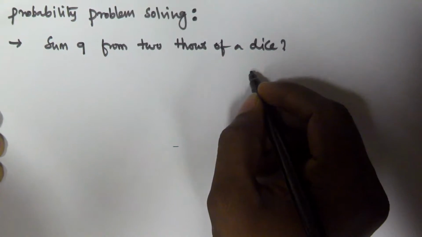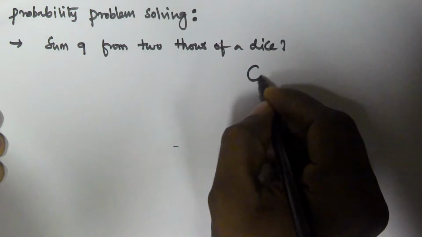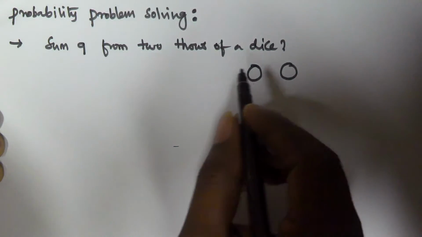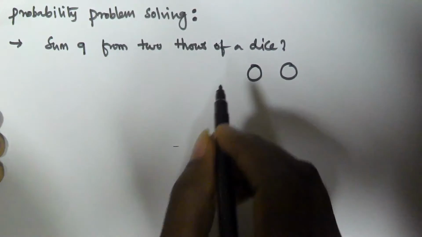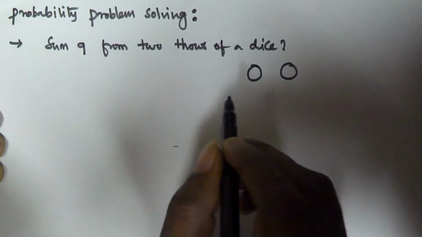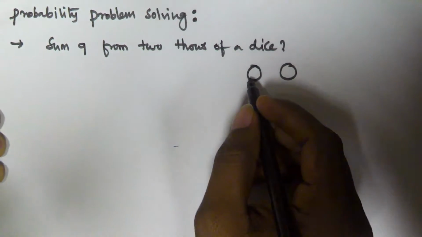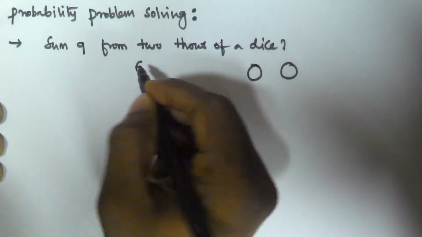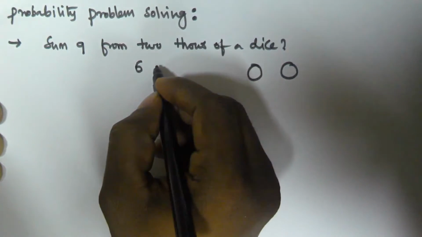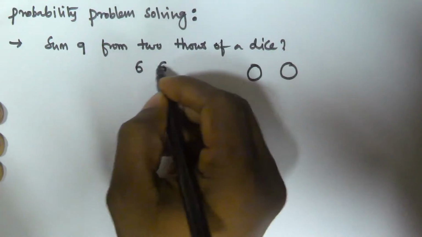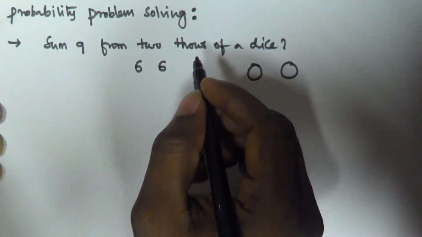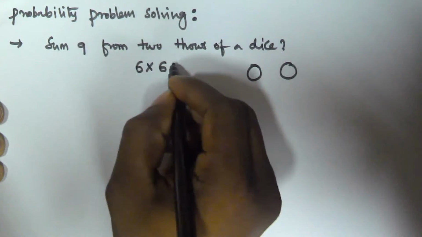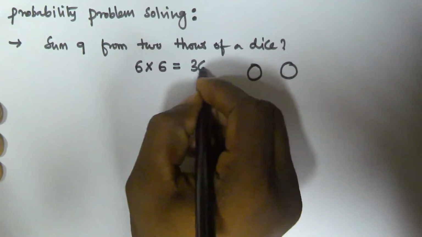Whenever we are throwing two dice, this is the first one and this is the second one. How many elements will the sample space contain? Because we are throwing dice two times, in the first case there is a possibility of getting 6 outcomes. In the second case, on the second dice, there is also a possibility of getting 6 outcomes. So the total number of outcomes is going to be 6 into 6, 36.